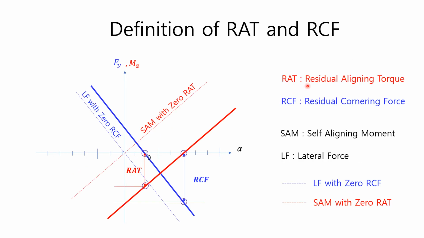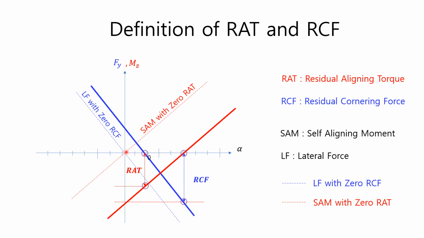Let's define RAT, residual aligning torque, and RCF, residual cornering force. Since there is not only Ply Steer but also Conicity, I will use RAT and RCF instead of PRAT and PRCF. As shown in this figure, RAT is defined as the aligning moment corresponding to the slip angle at which the lateral force becomes zero. In addition, RCF is defined as the lateral force corresponding to the slip angle at which the aligning moment becomes zero.